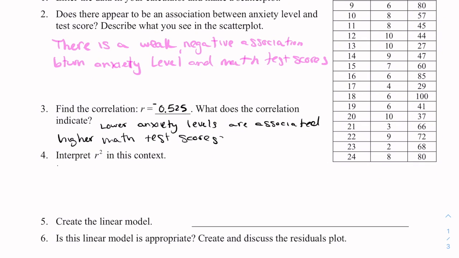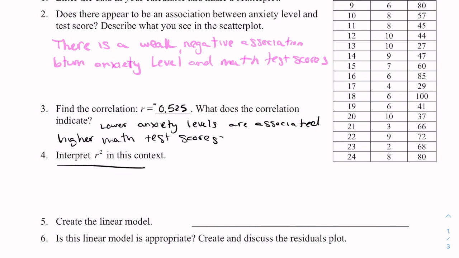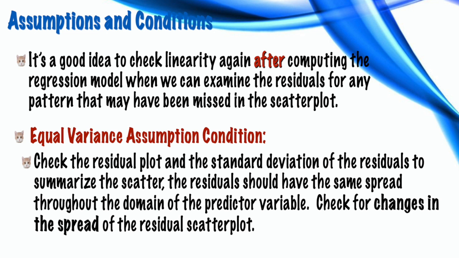Before we check R squared, we want to make sure that we look at the other assumptions and conditions. Much like we did once we check that we have quantitative data, is our line of best fit and our model straight enough? And our data was linear. Next, we should look at our equal variance assumption.